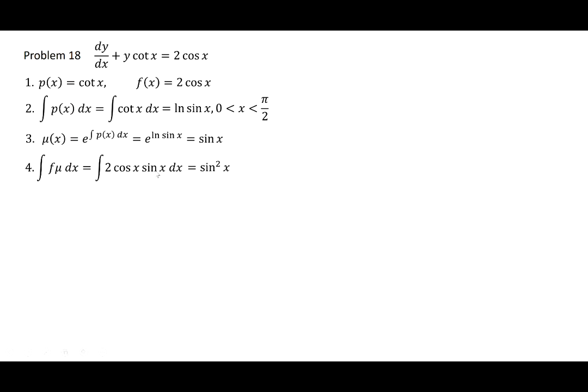How? U equals sine x, du equals cosine x dx. And so this simply becomes integral 2u du, which is u square, which is sine square x. Okay? And y mu equals integral f mu dx plus c gives us this. Cool. Next.